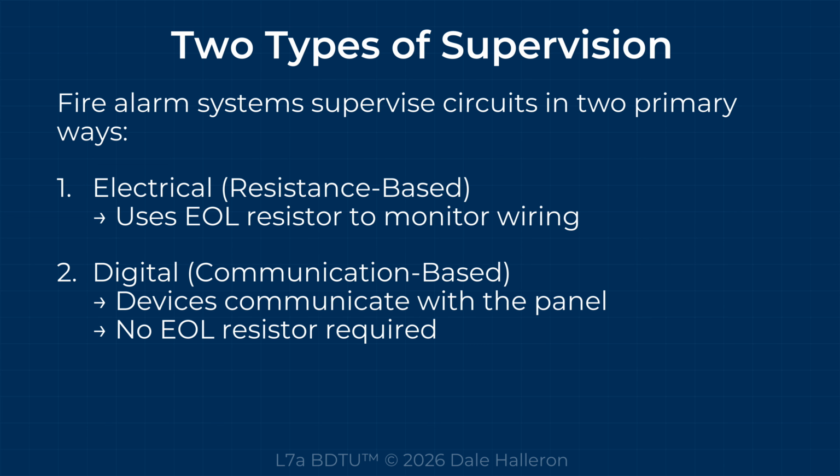Fire alarm systems supervise circuits in two primary ways. Electrical, resistance-based, uses an EOL resistor to monitor wiring. Digital, communication-based, where devices communicate with the panel. No EOL resistor is required.